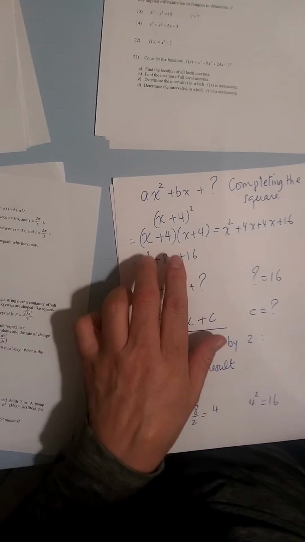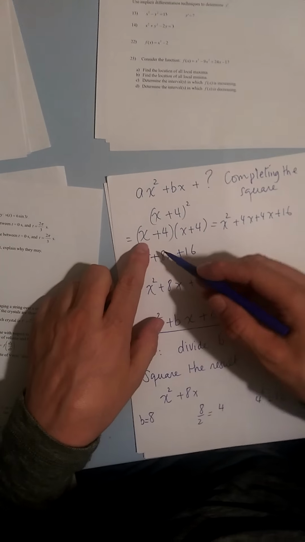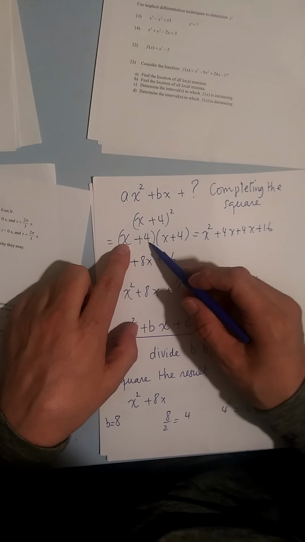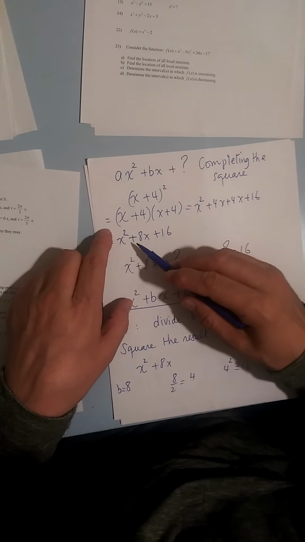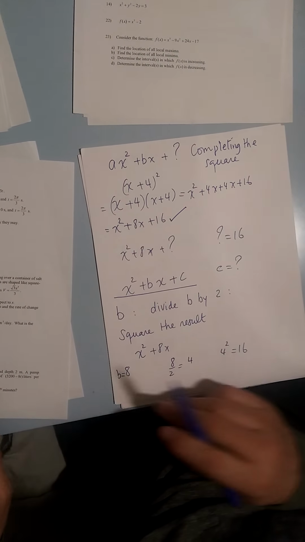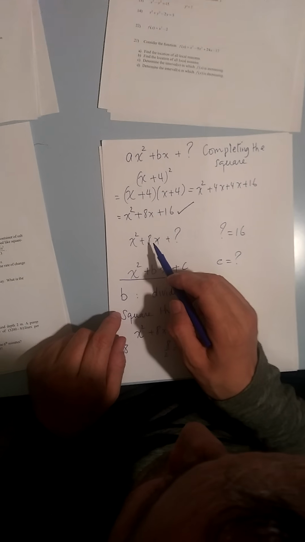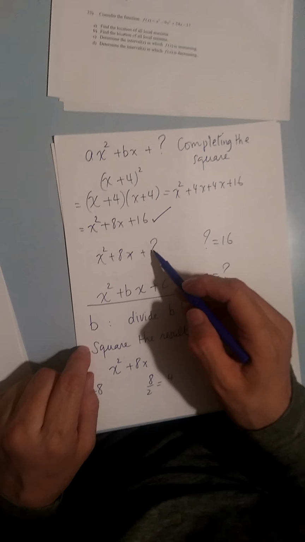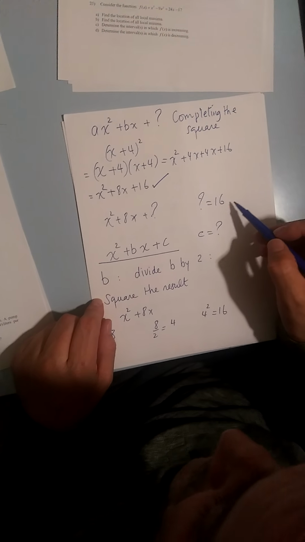X plus 4 squared is x plus 4 times x plus 4. And if you FOIL it, you'll end up with x times x, which is x squared, plus 4x, plus 4x, plus 4 times 4, which is 16. So x squared plus 8x plus 16. This is called a perfect square trinomial. Okay, so if you had x squared plus 8x, then you only need 16 to make this a perfect square. So what number should go here? And the answer is 16.